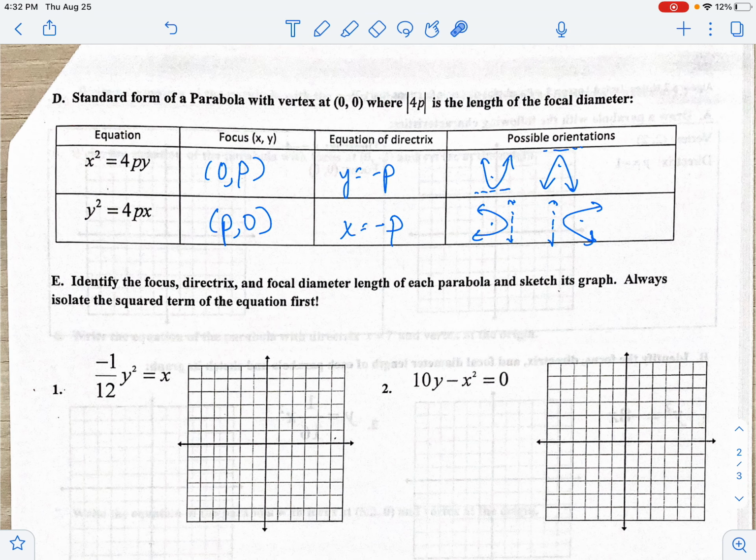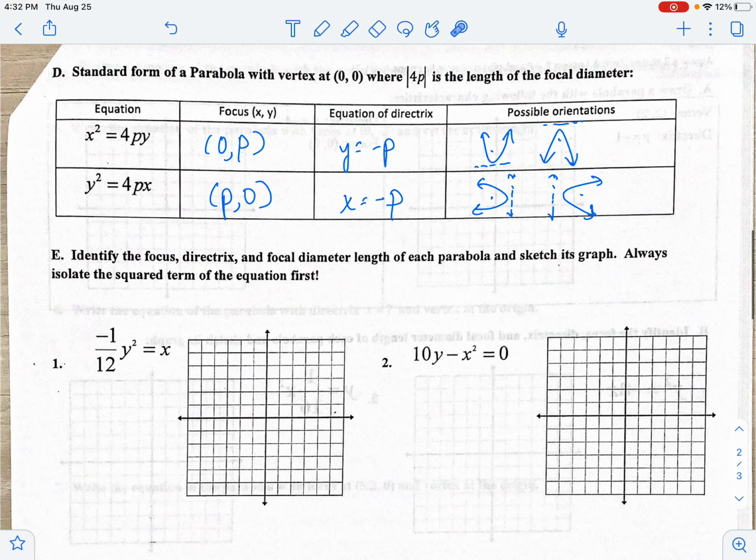Okay, so we're going to use this information. So let's just get right into it. Identify the focus, directrix, and focal length, or some of the videos called it latus rectum, of each parabola and sketch its graph. Always isolate the squared terms of the equation first. That's like a key thing. That's a little hint for you.